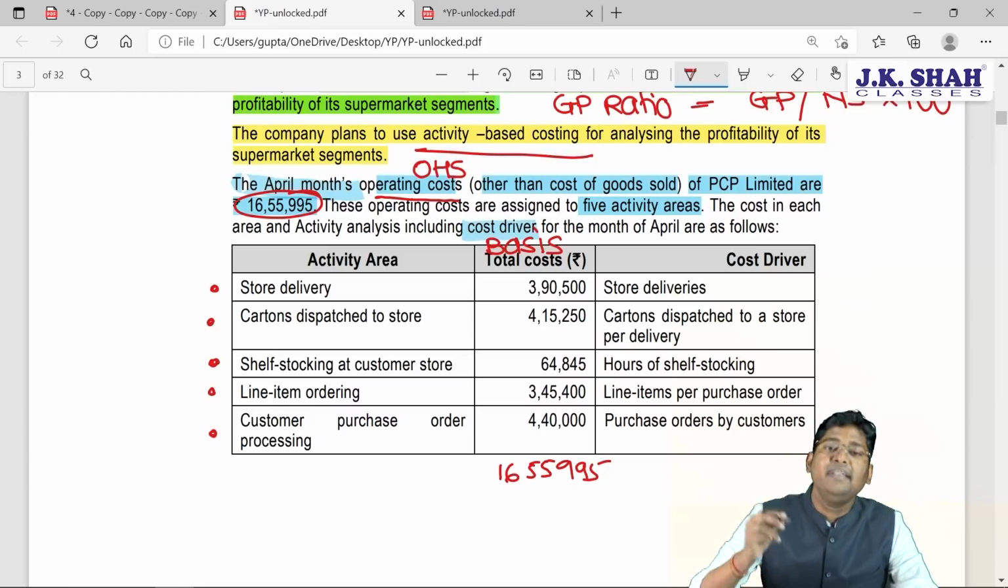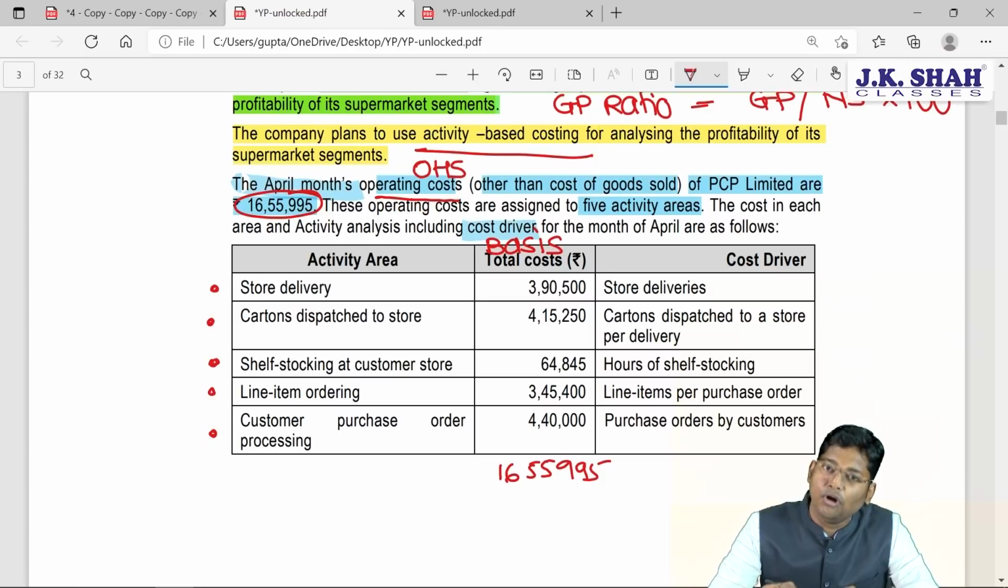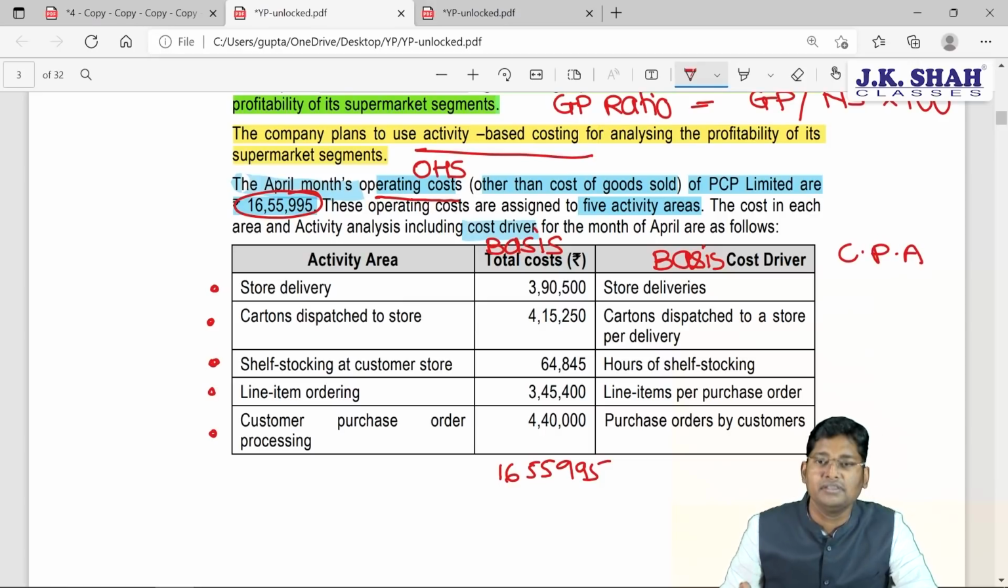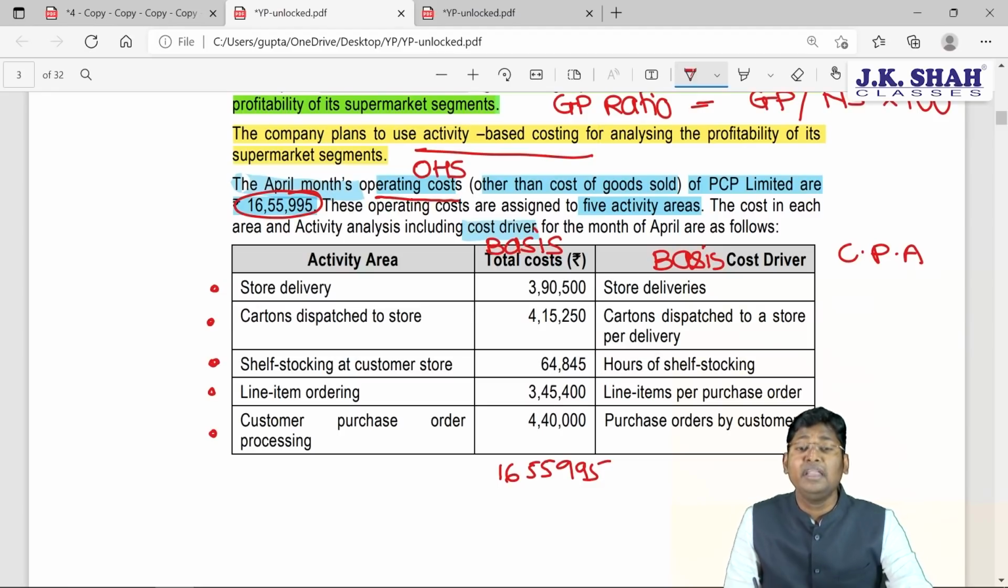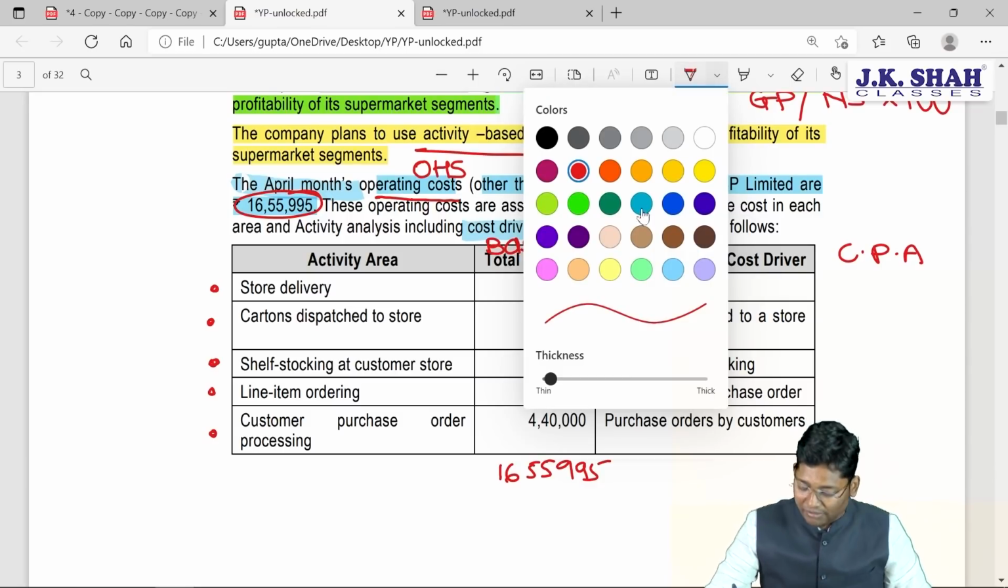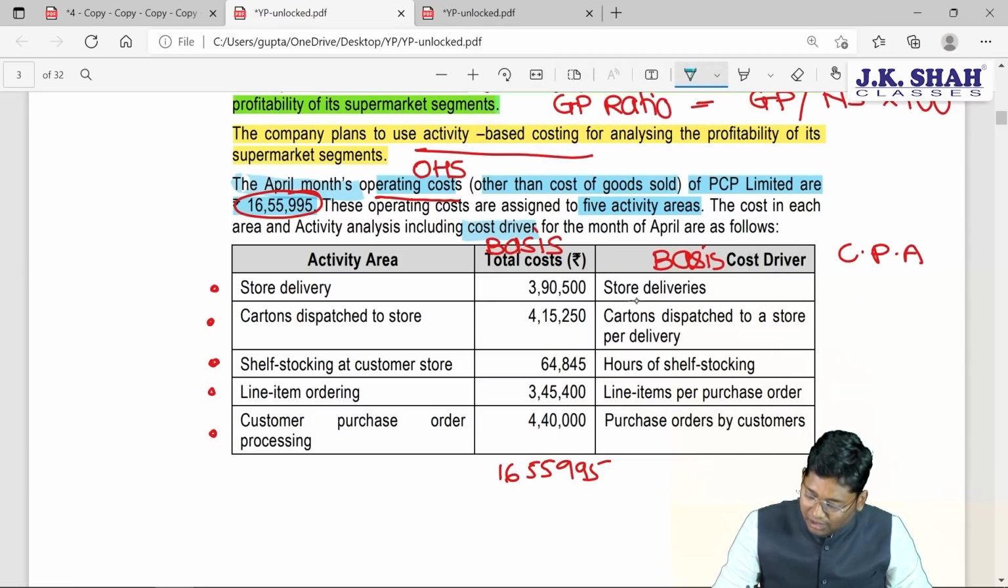They have bifurcated the 16,55,995 into 5 parts, and along with that the basis to be used for the computation of cost per activity is given. Sir, what basis you are talking about? These amounts, 390, 500, 415, 250, 64, 845, 345, 400 and 4,40,000, are to be divided on what basis? They are to be divided on the basis of the given cost drivers, and the given cost drivers are available with us.